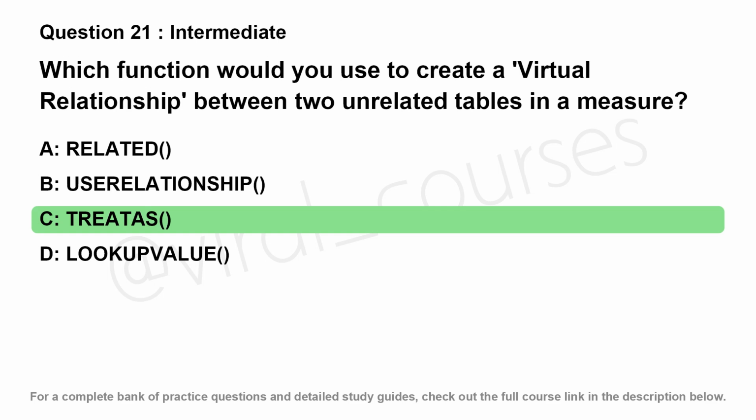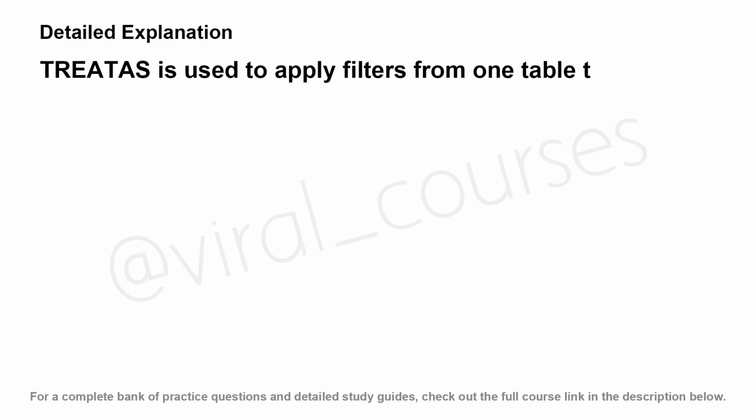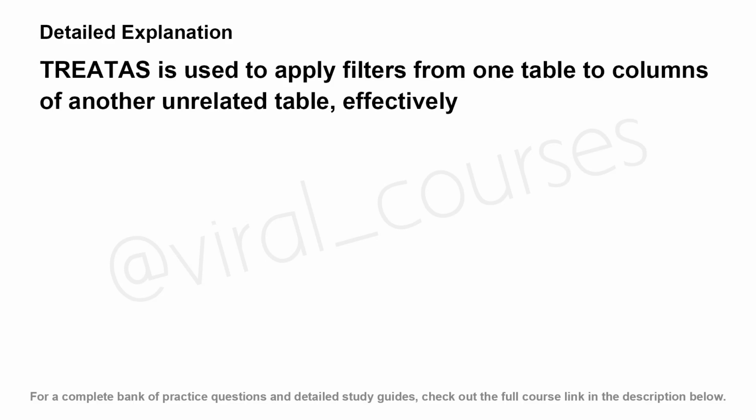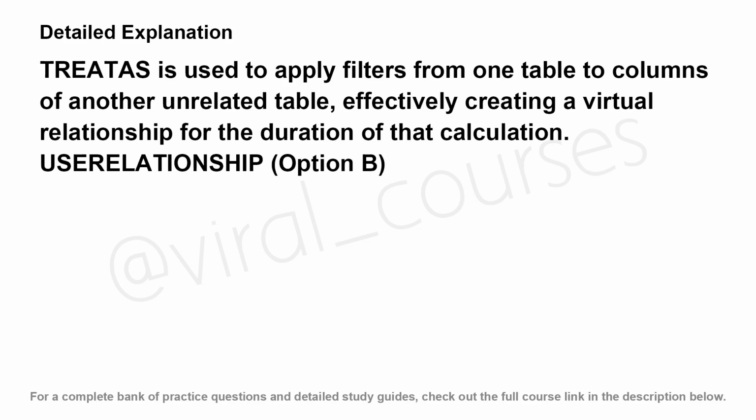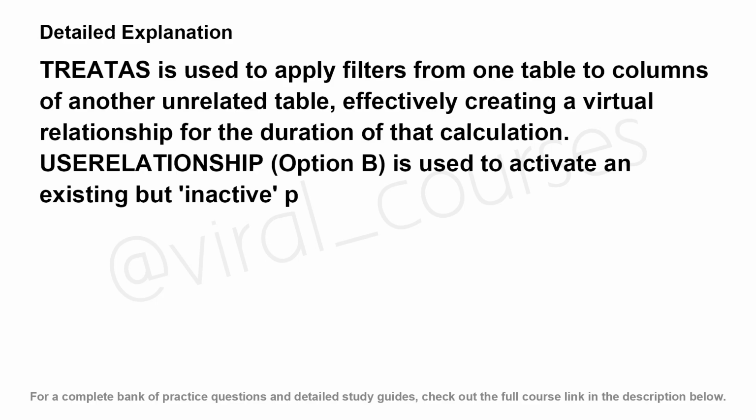The correct answer is C. TREATAS is used to apply filters from one table to columns of another unrelated table, effectively creating a virtual relationship for the duration of that calculation. USERELATIONSHIP, Option B, is used to activate an existing but inactive physical relationship.